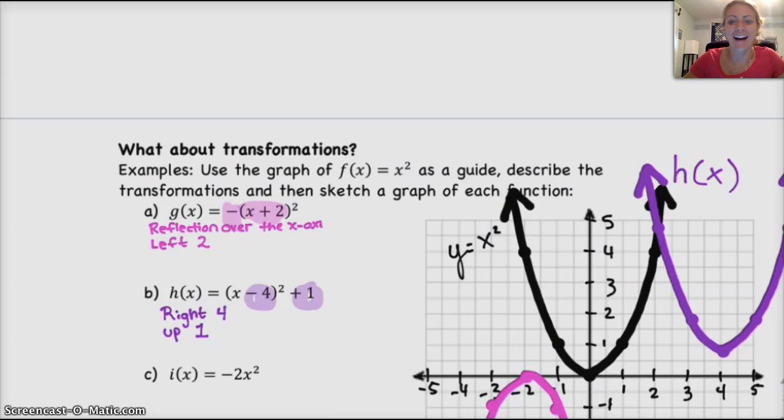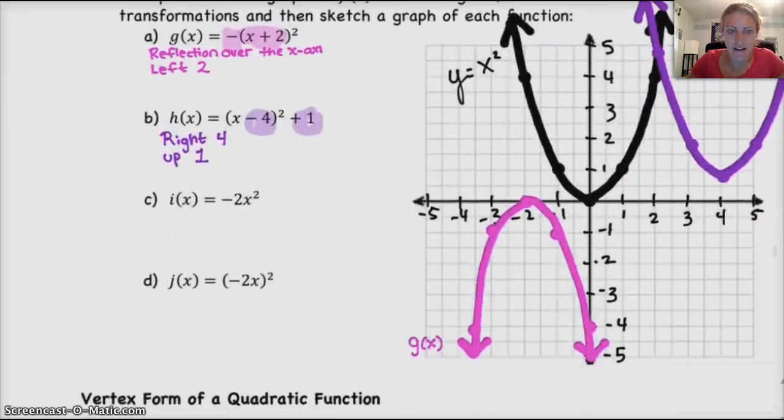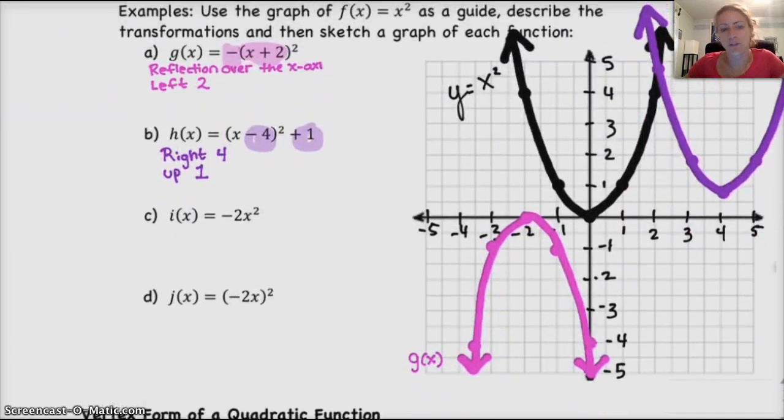Next one is i of x, okay? And that one has that negative 2 out front. The negative is again a reflection over the x-axis. And the 2 is a vertical stretch by 2. So it's going to go from here to here, right? You're squishing it, like pulling it up, right?